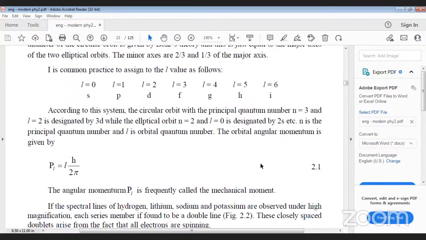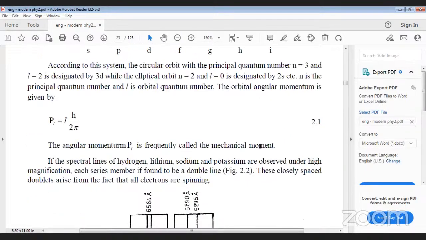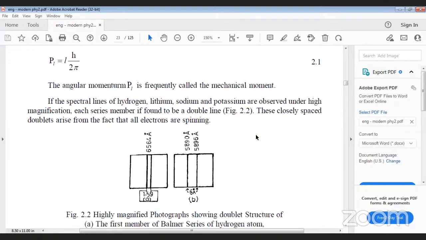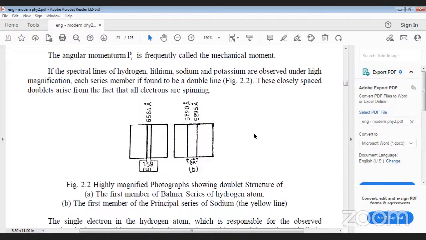According to this, you can easily calculate the orbital angular momentum, that is P_L equals l into h by 2 pi. So the value must be square root of l into l plus 1, and h by 2 pi is h cross. Most important objective bits while you are writing competitive exams like Group 1, 2, 3, 4, like that.